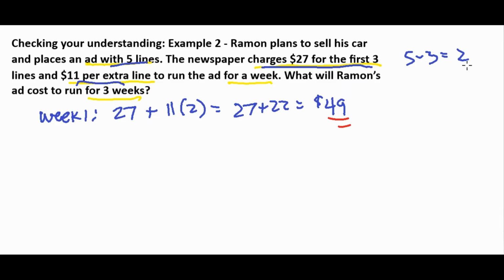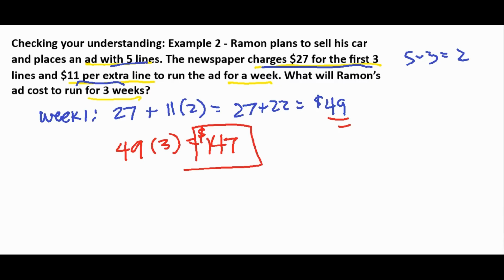So he's going to get charged $49 for 3 weeks in a row. So if we take that $49 and multiply it by the 3 weeks that he's going to run the ad, well, just simple math here real quick. $50 times 3 is going to be $150, and I lose $1 each time. So simple math for me, this is going to be $147 as my answer. That's how much the ad's going to cost him for 3 weeks.